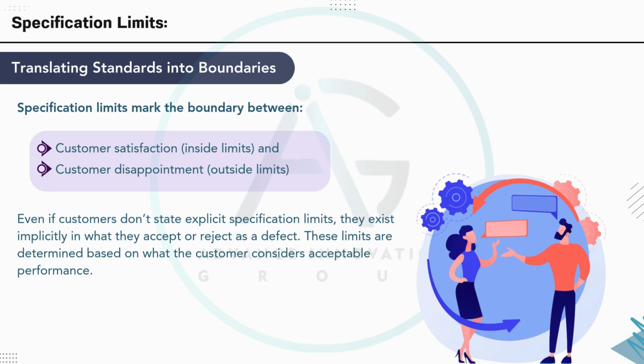Even when customers don't explicitly tell us what the limits are, they're implied by what they accept or reject. Think of it like this. If the customer repeatedly sends something back or complains about a particular issue, they've just shown you where a boundary lies. These specification limits are not just numbers. They represent what the customer views as acceptable performance, and that's why understanding and respecting them is key to delivering quality.